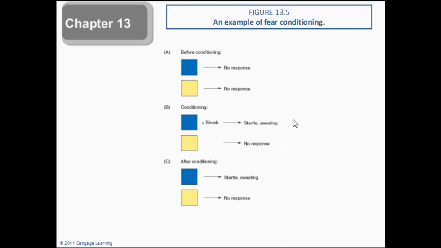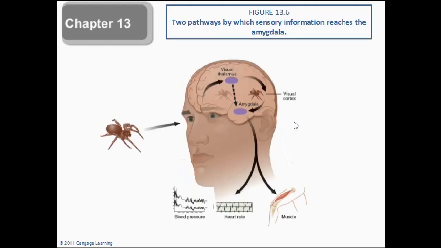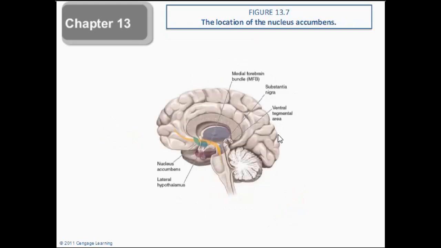An example of fear conditioning we briefly went over. There's two pathways by which sensory information reaches the amygdala. We saw that fear comes through the visual stimulus through the thalamus and then is inputted into the amygdala through the visual cortex, and then you have a flight or fight response. The location of the nucleus accumbens we briefly went over.